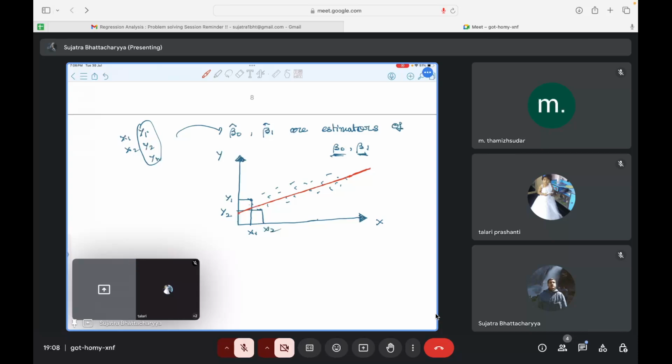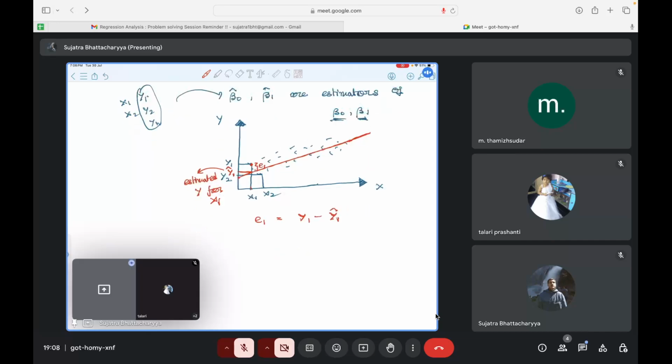So what happens is that this is your y1, the actual value, but for the same x1, this is your y1 cap. Estimated value, remember, this is estimated y for x1. Now this error which you have, e1, is written as y1, the actual value at x1, minus y1 hat. This y1 hat is the estimated value at x1. Clear?